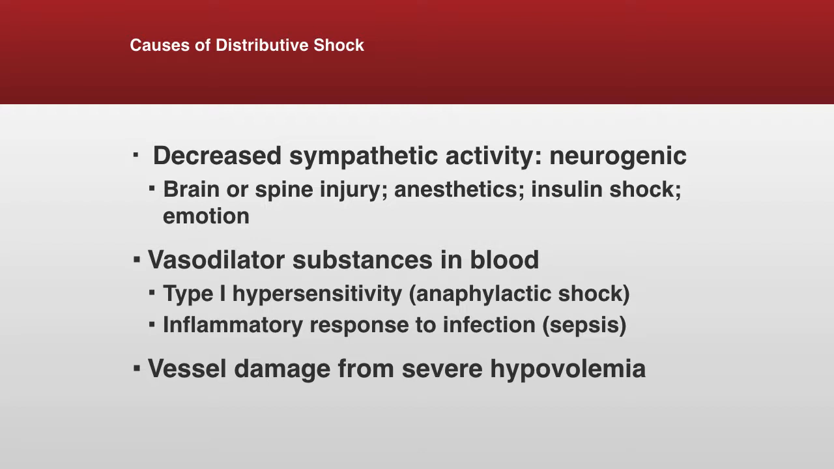Some of the causes of distributive shock include decreased sympathetic activity, like neurogenic shock if there's brain or spinal injuries, anesthetics, insulin shock, or in some cases an emotional level. Sometimes there's vasodilator substances in the blood, like the type 1 hypersensitivity anaphylactic shock and inflammatory responses to infection, like with septic shock. There may also be vessel damage from severe hypovolemia.